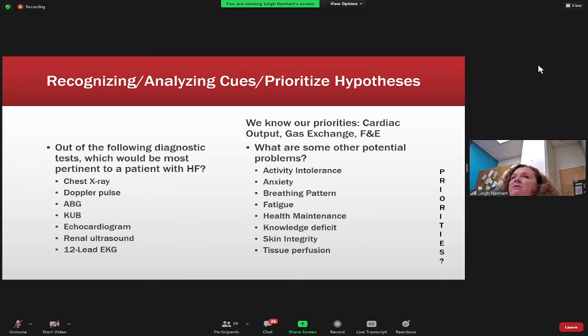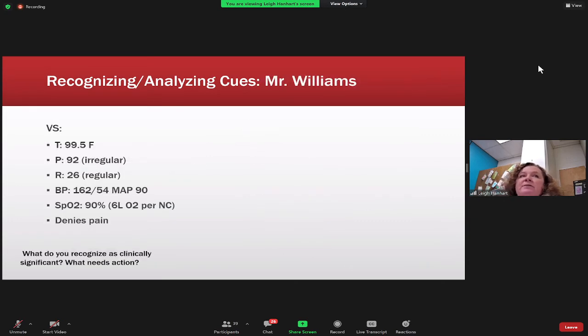But when we talk about things that are our lowest priorities, it's going to be something such as our health maintenance and knowledge deficit, because anytime a patient is in distress, is that an opportune time to educate a patient? No. Not at all, okay? So we don't want to do that. So that's going to be on our lower priority, okay? We are looking at the things that are going to impact that patient, that can bring the most harm when we're talking about priorities, okay? So let's look at Mr. Williams' vital signs. What's something that may jump out at you?